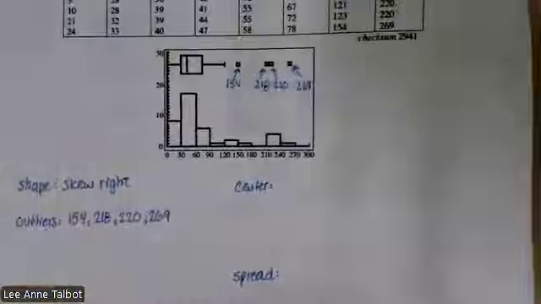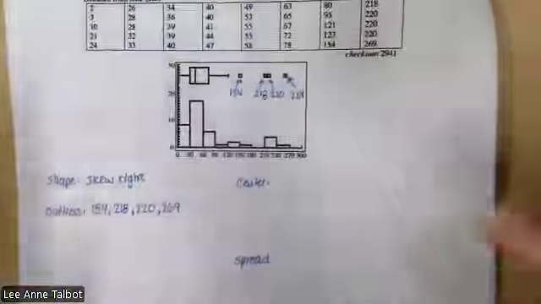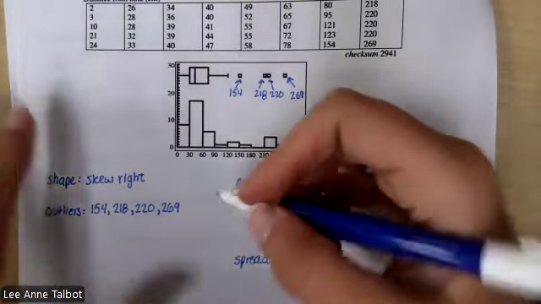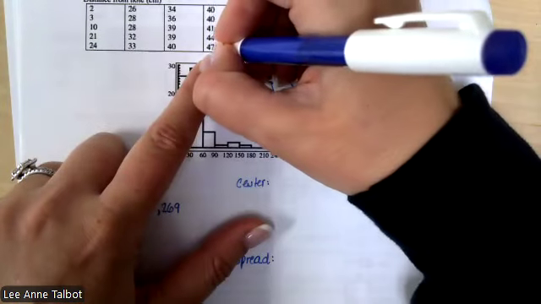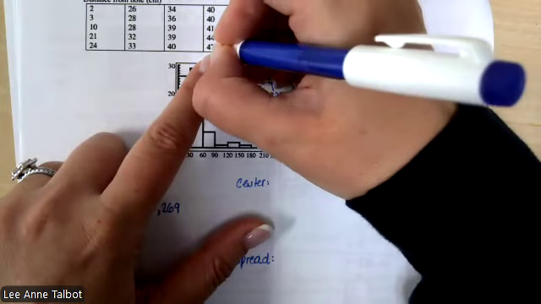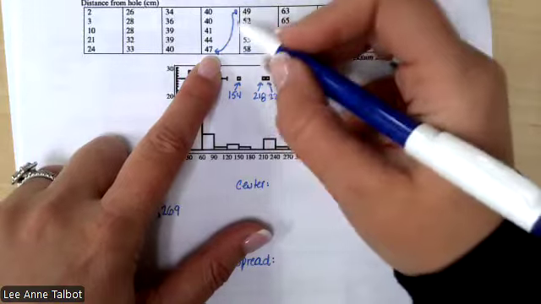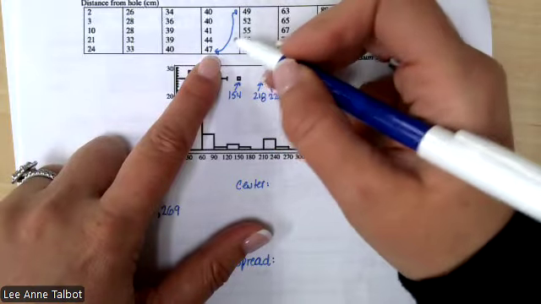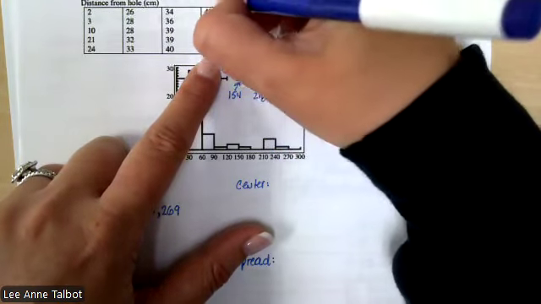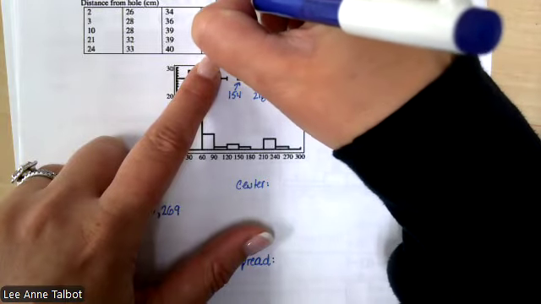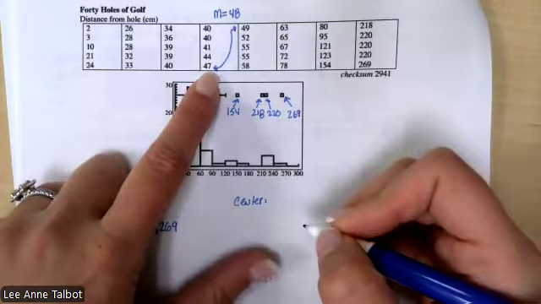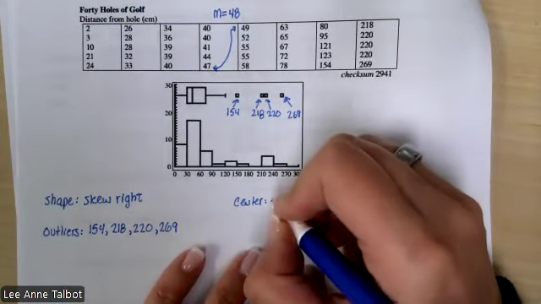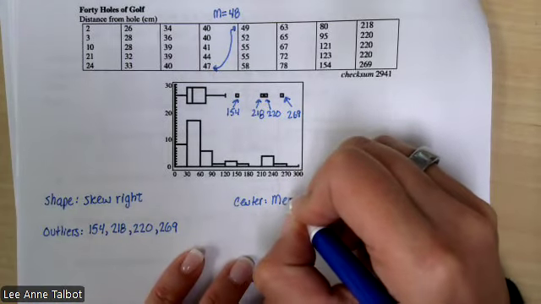Okay, so since this is 40 holes of golf, this is somebody's penny numbers. We need to find the middle, which would be right in between these two. Agreed? Okay, so the median would be right between them, which would be 48. Okay, so you say median.